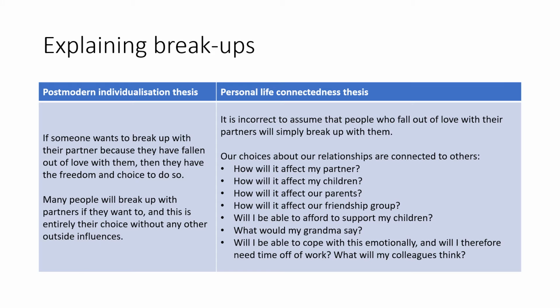But if we look at the second column, the personal life connectedness thesis argues that it's incorrect to assume that just because you fall out of love with your partner, you'll break up with them, almost in a selfish way. They argue that instead of being complete individuals, we are connected to others. So if we wanted to make a choice about leaving a partner, we wouldn't just do it to please ourselves. We would consider all of these things, like, how will it affect my partner, because I still care about them and I don't want them to be upset, and I need to do this in a sensitive way.